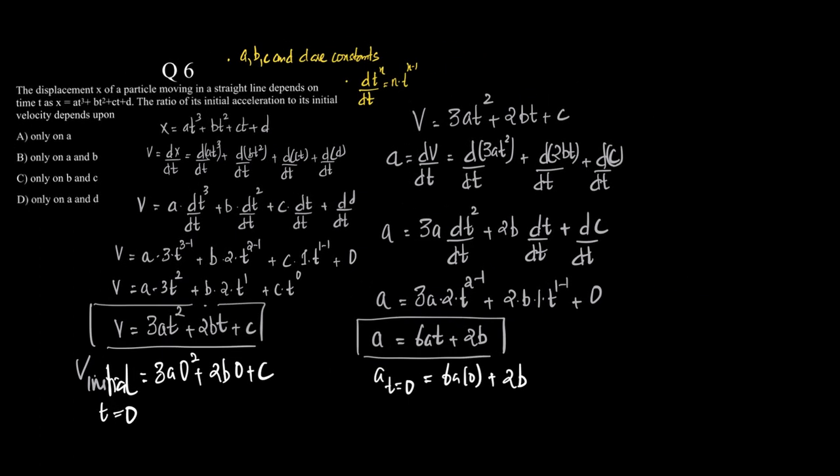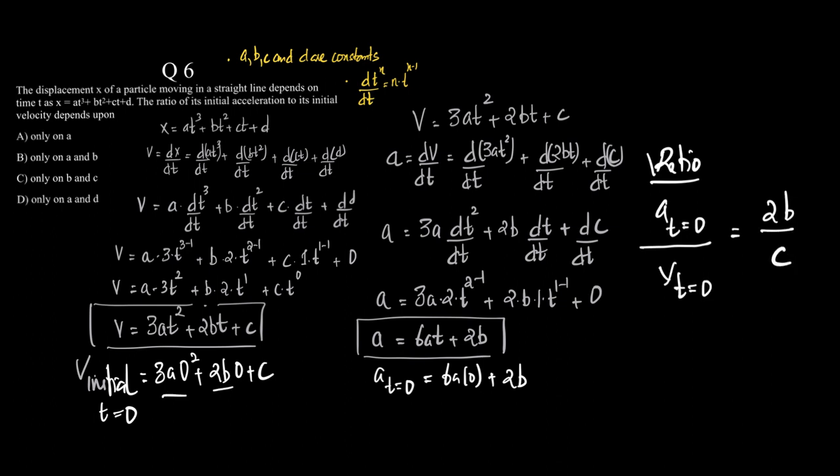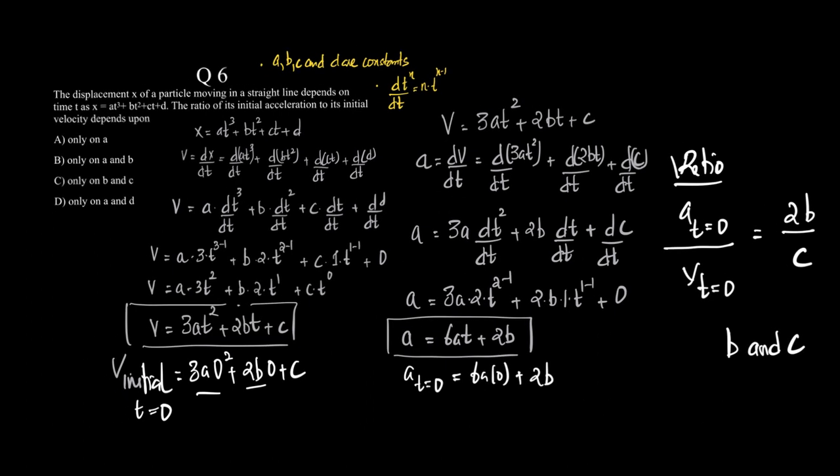So we can write that the required ratio is a at t is equal to 0 upon v at t is equal to 0, which is equal to 2b upon c, since the other terms are 0. This ratio is dependent only on b and c, and therefore the correct option is option C.